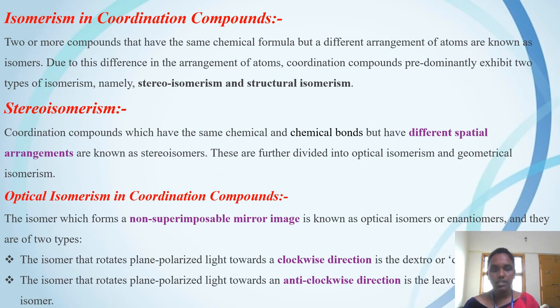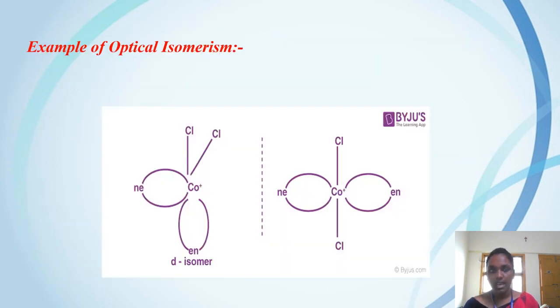Next, isomerism. Coordination compounds exhibit two types of isomerism: one is stereo and the other is structural. Stereoisomers have the same chemical formula but different spatial arrangements. These are further classified into optical isomerism and geometrical isomerism. Optical isomerism involves non-superimposable mirror images. The isomer that rotates plane polarized light in a clockwise direction is called dextrorotatory, and the one that rotates it in an anti-clockwise direction is called levorotatory. This is an example of the D isomer and L isomer.